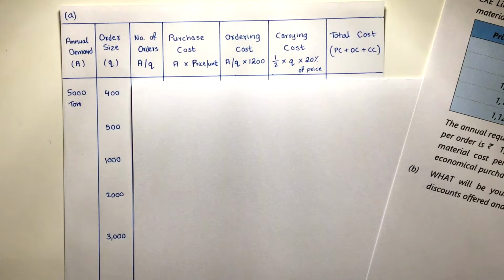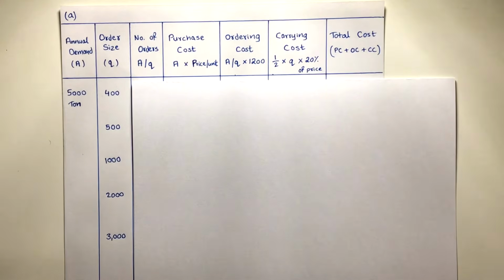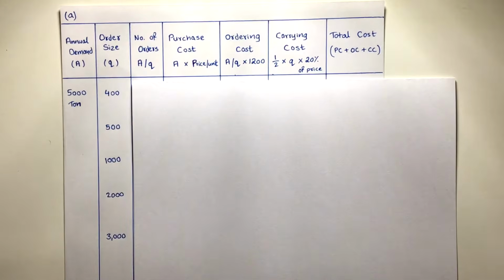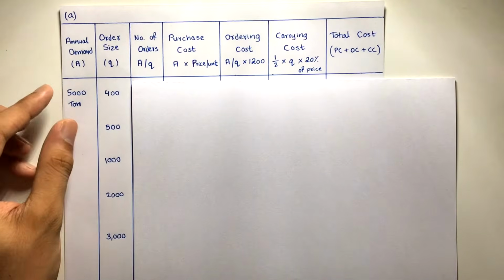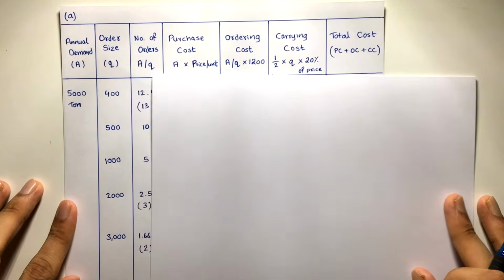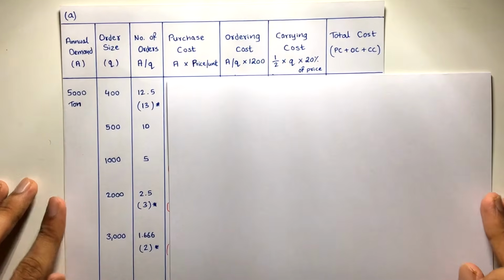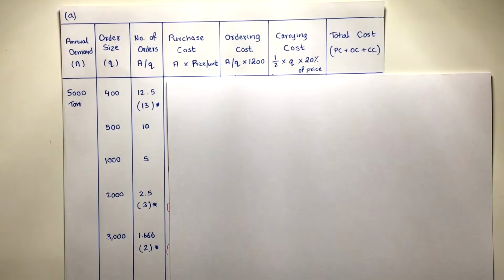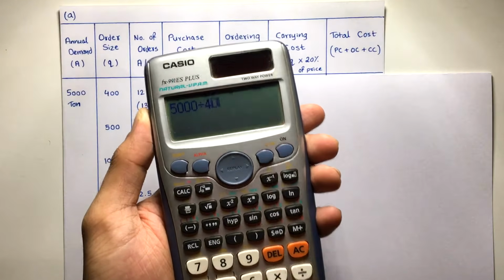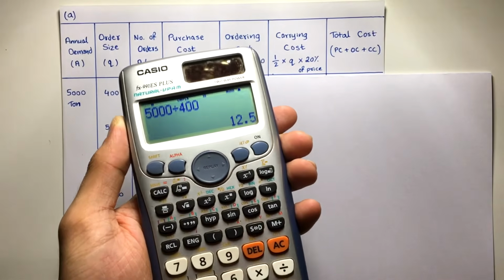So that's really simple. We know the formula of number of orders, that is annual demand divided by order size. If you need 5000 tons and in each order you are placing 400 quantities, then just divide 5000 by 400, you will get the number of orders, that is 12.5. Let me just do that in the calculator and show you. See here, 5000 divided by 400, that's equal to 12.5.